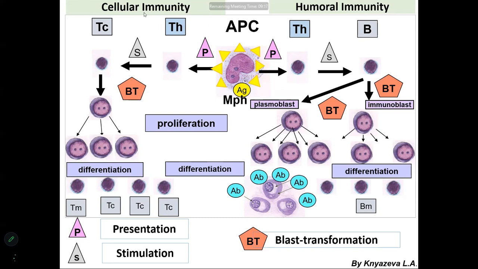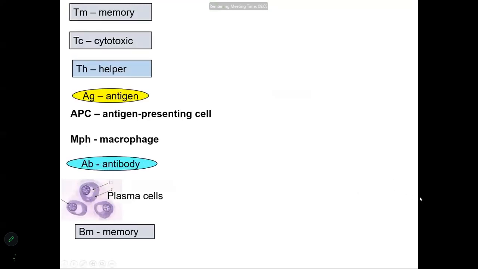It's a very clear scheme illustrating the interrelations between cellular immunity and humoral immunity. In fact, the central cell regulating humoral and cellular immunity is T helper cell. Here is the explanation of abbreviation in this scheme.